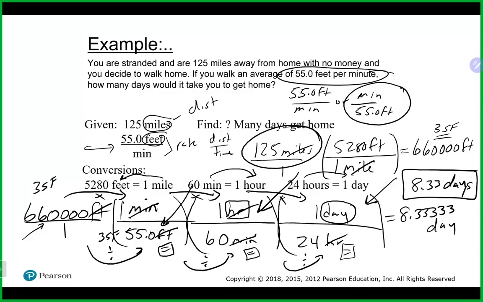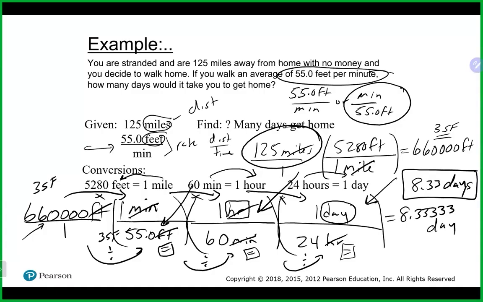In 8.33 days. That's a long walk. Hopefully, no stopping, I suppose. First off, any questions on that? Can't tell you how many people will do this problem or a problem like it and end up multiplying the 60 and the 24 when they should be dividing.